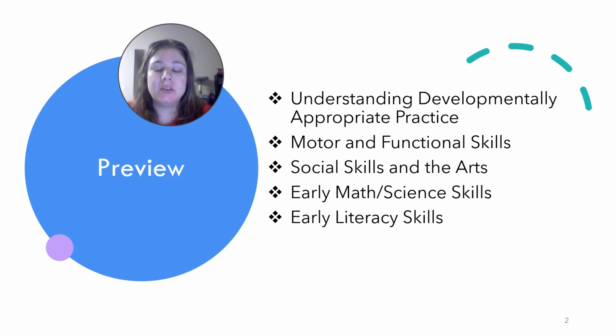We're going to take a look to understand what developmentally appropriate practice is. We are also going to look at ways that you can improve motor and function skills, social skills, and the arts, and work on early math, science, and literacy skills for preschool, kindergarten, whether you are homeschooling or going into private school or public school. Whether you are from the southern USA or somewhere else, you can find ways to work with your child at home and in their natural environment to build learning skills.